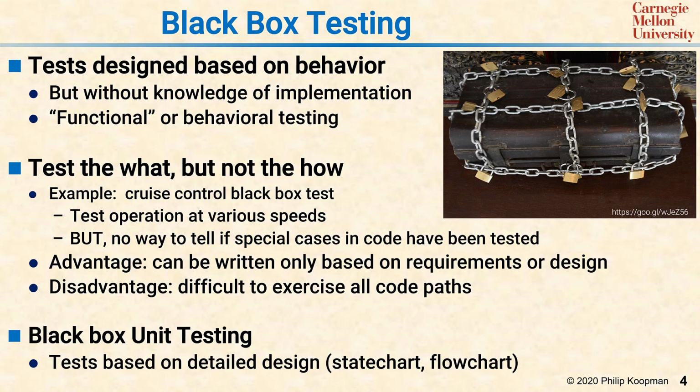At the unit testing level, black box testing looks like basing tests on the detailed design. This means you would look at the flowchart or state chart and design tests just looking at the flowchart and state chart and confirm that the software behaves the way the design says it should.